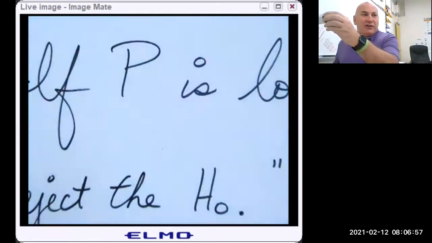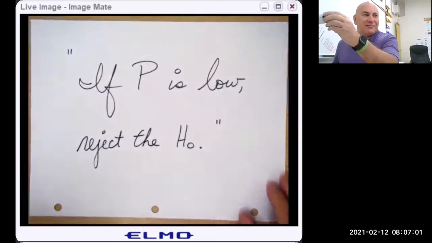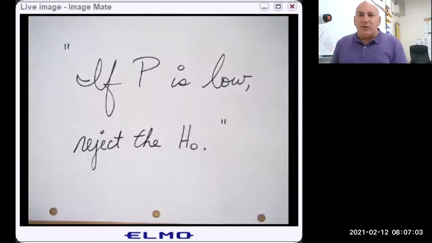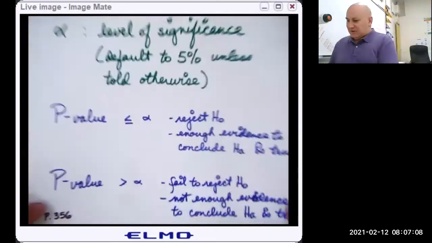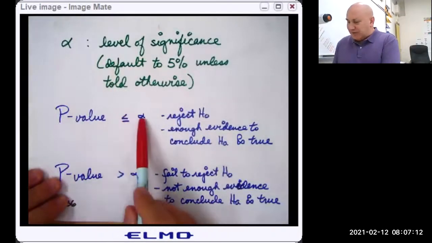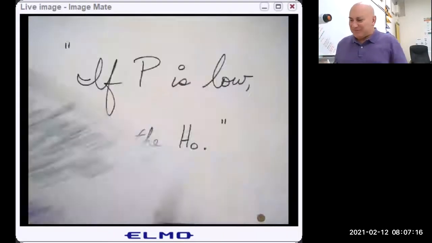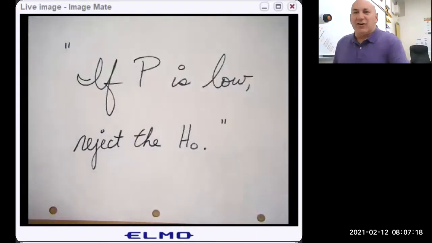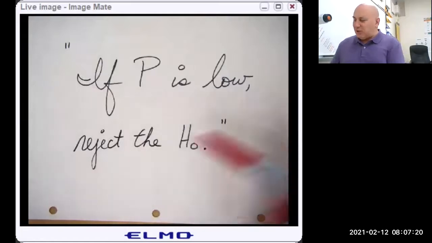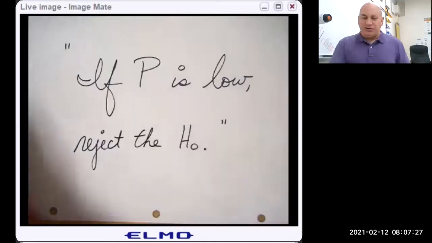Here's the only thing you're going to remember from this statistics class in 5 years. If P is low, reject the H0. If P is low, lower than alpha, you're going to reject the null hypothesis. That's how you're going to remember it. If P is low, and low by definition is lower than alpha, your significance level, P is low, reject the H0.